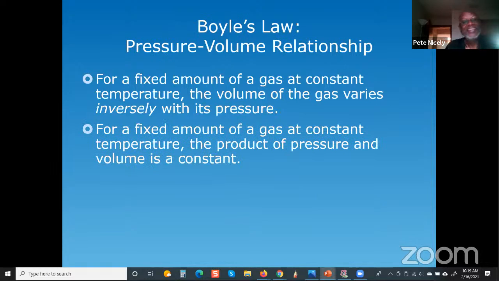Another way of expressing it is that for a fixed amount of gas at a constant temperature, the product of the pressure and volume is a constant.